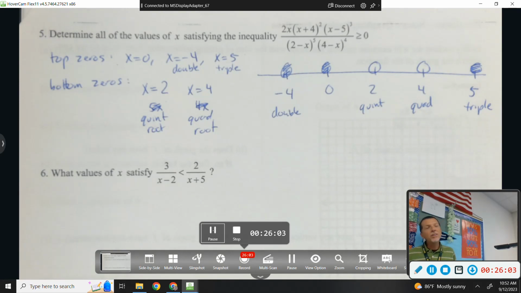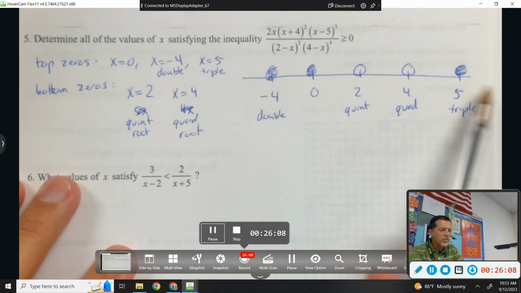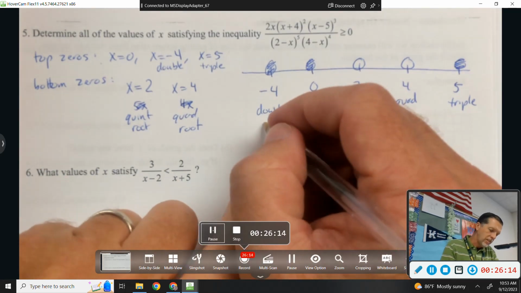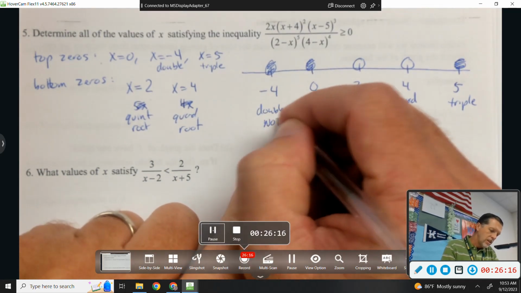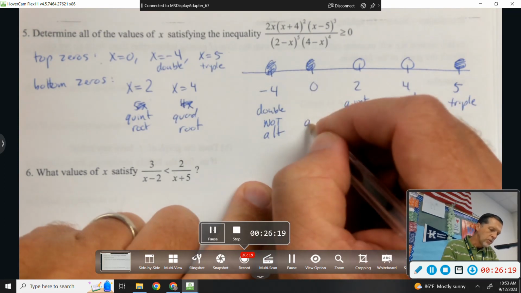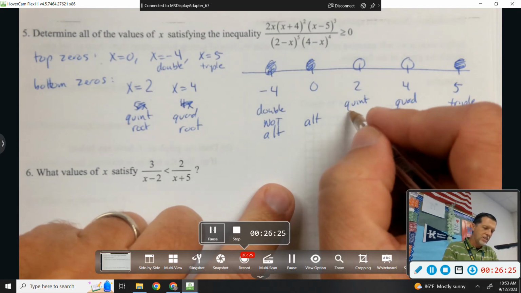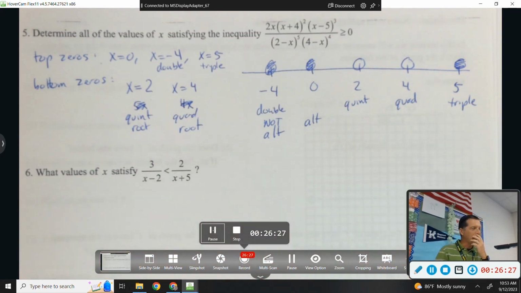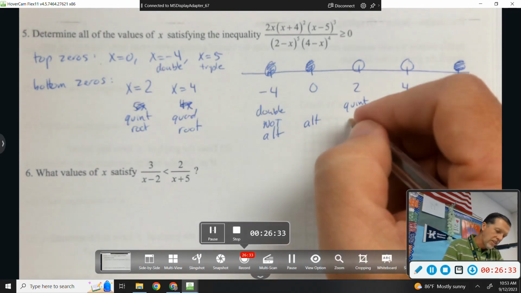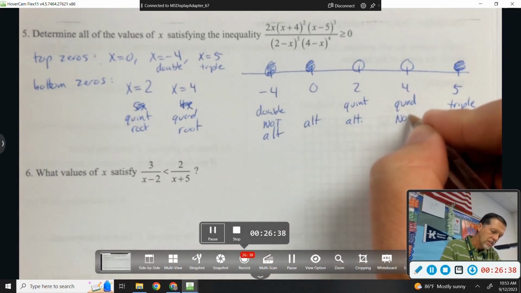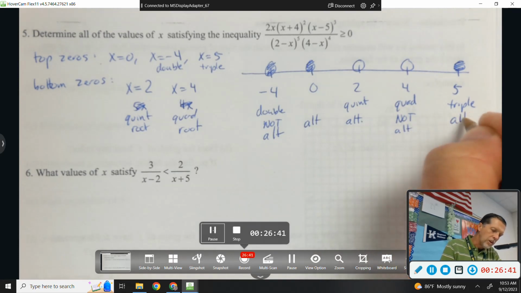But that matters in terms of whether I alternate or not, because I really do not want to check 6 intervals. I'd rather use the alternating rule. So at a double root, I'm not going to alternate. At a single root, I'll alternate. At a quintuple root, alternate or not alternate? For something where there's 5 roots there, yeah, that alternates. That crosses the graph there, so I'll alternate there. A quadruple root, I will not alternate. And a triple root, I will alternate.